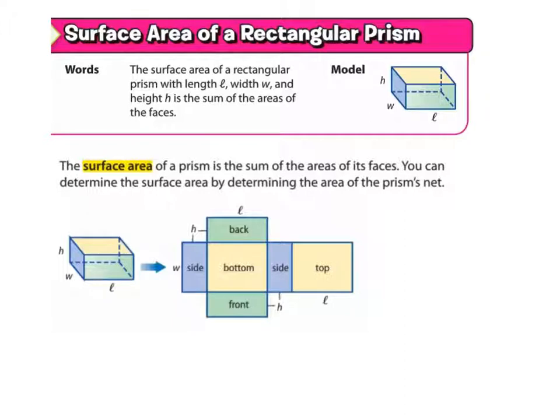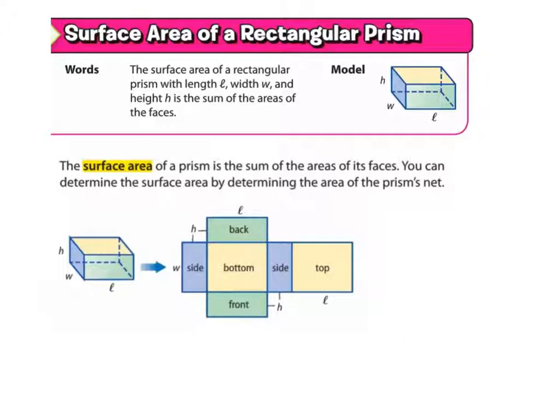Surface area of a rectangular prism. The surface area of a rectangular prism with the length L, width W, and height H is the sum of the areas of the faces. The surface area of a prism is the sum of the areas of its faces. You can determine the surface area by determining the area of the prism's net.